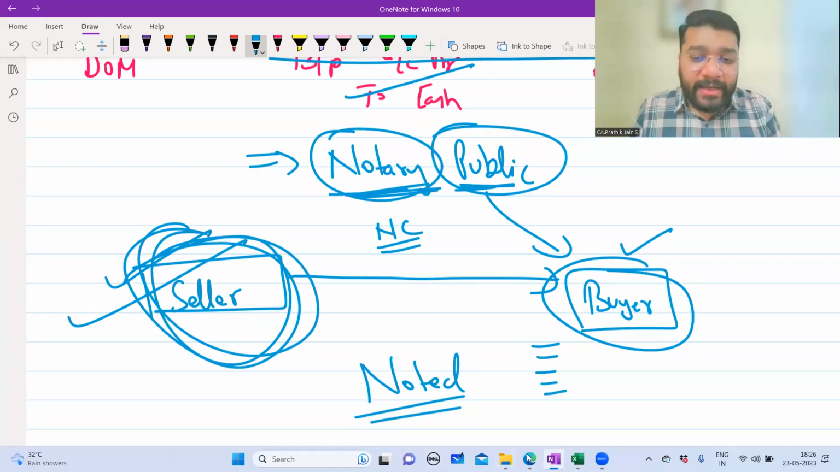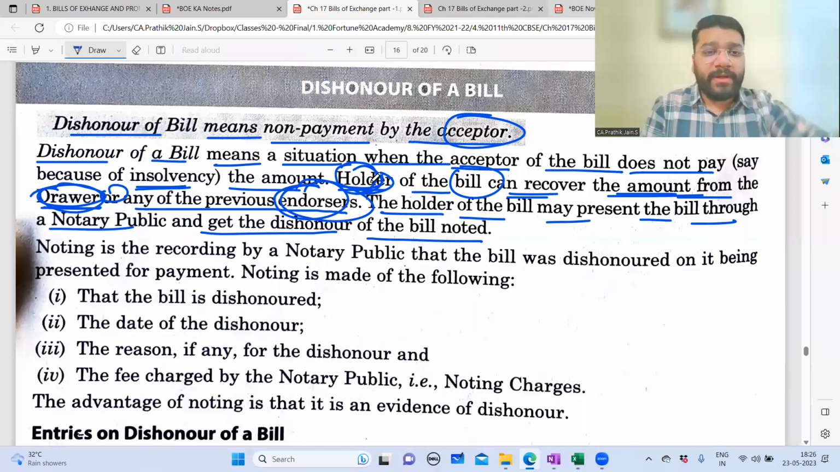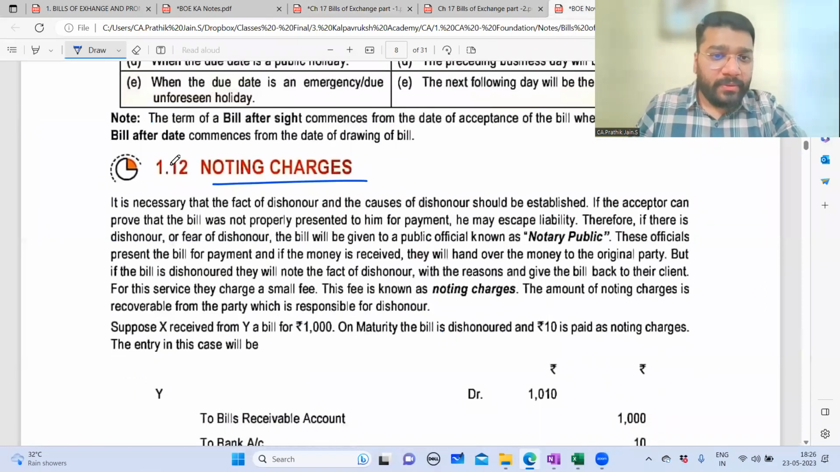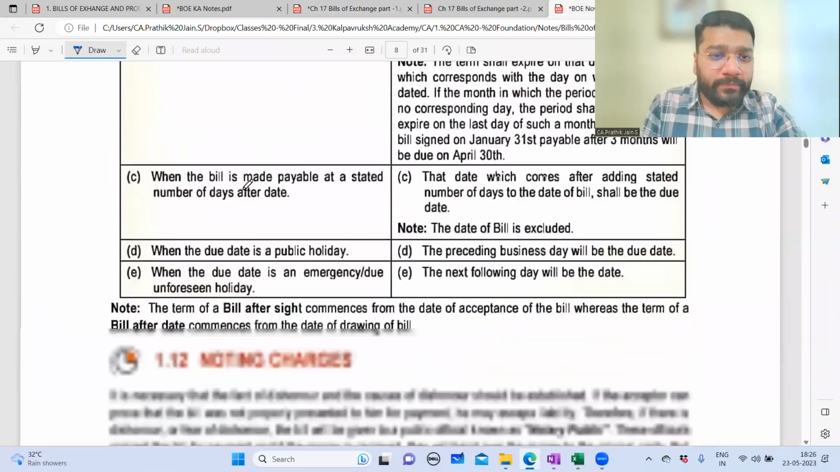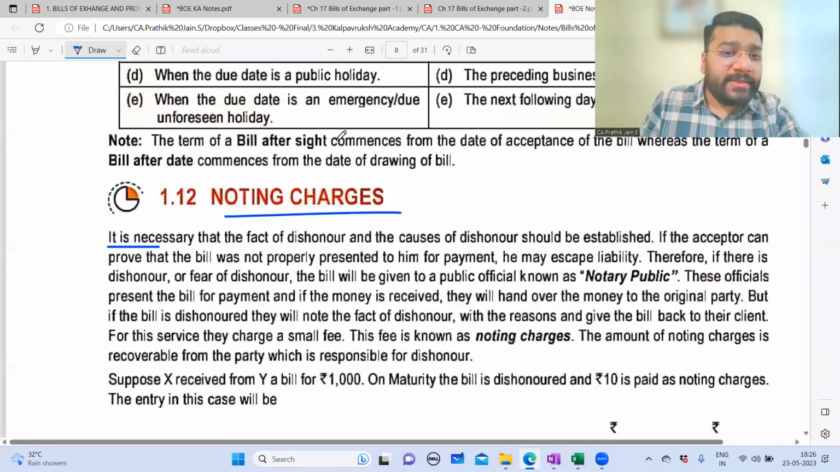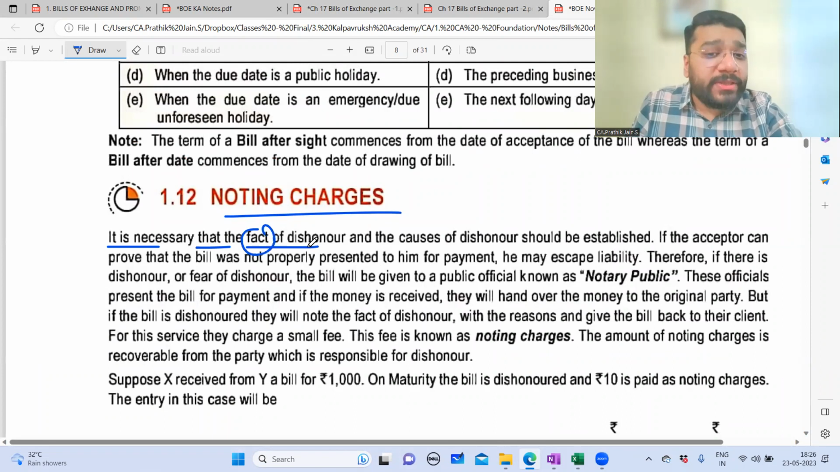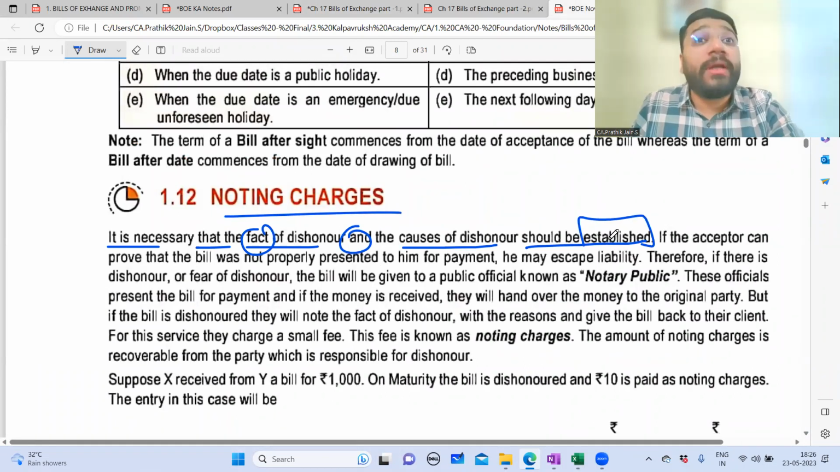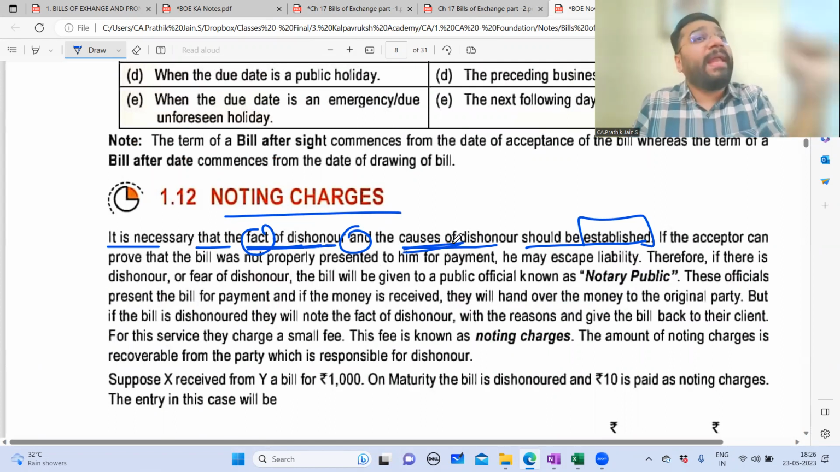So let's give a theoretical reading as well. It is very beautifully given in your ICA study material. Here it says that it is necessary that the fact of dishonor and the causes of dishonor should be established. Should be established means what? Should be identified and noted down. If the seller is going and asking for the money from the buyer, and the buyer is not making the payment, why? What is the reason behind him not paying the money? That needs to be identified and captured.